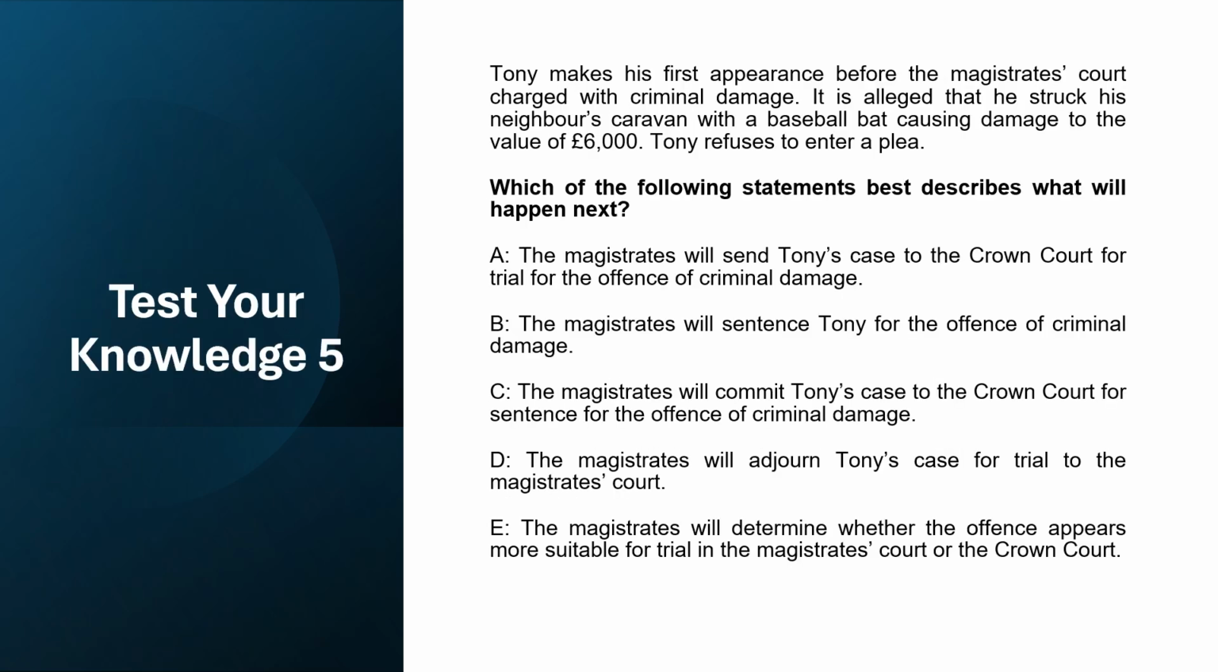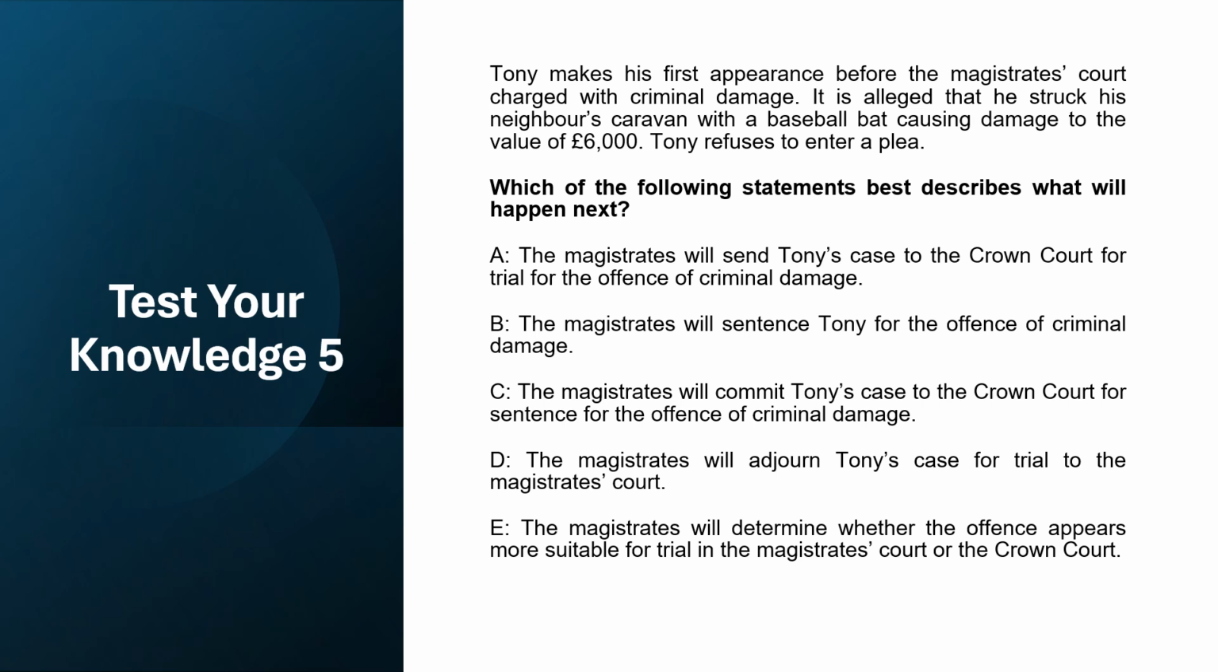Turning now to test your knowledge 5. Tony makes his first appearance before the Magistrates' Court charged with criminal damage. It is alleged that he struck his neighbour's caravan with a baseball bat, causing damage to the value of £6,000. Tony refuses to enter a plea. Which of the following statements best describes what will happen next?